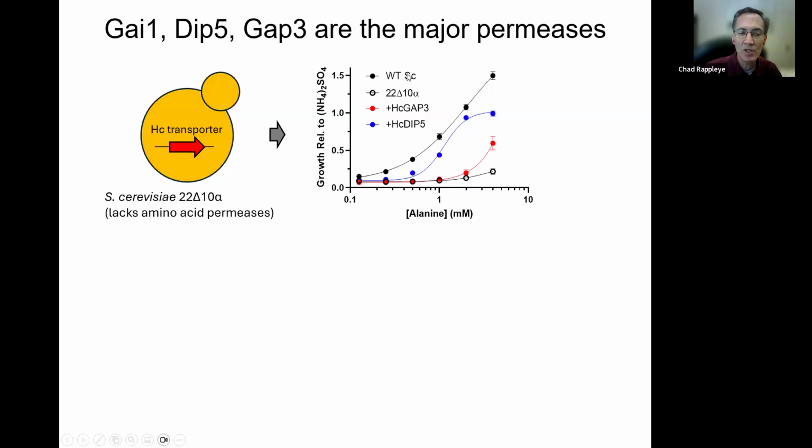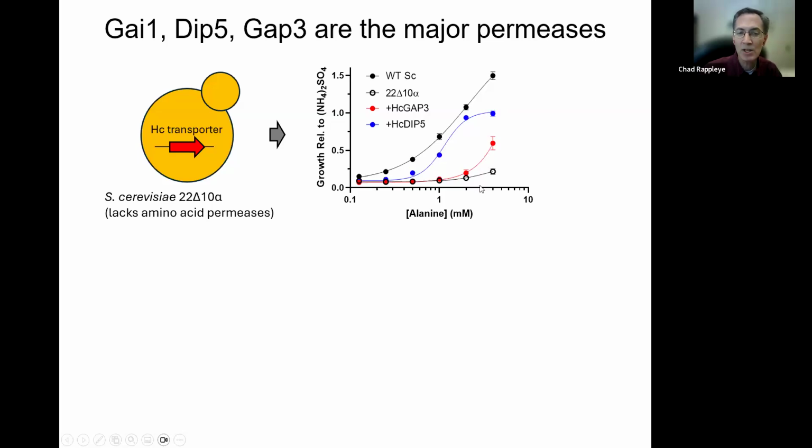Wild-type cerevisiae, which contains all its amino acid permeases, can grow very nicely. In this case, we're showing growth on alanine. The mutant strain, you can see right here in the open symbols, doesn't grow well at all, even at millimolar concentrations of alanine. And then in red and blue are the growth of the strain when you introduce the Histoplasma amino acid transporters. So you can see here that DIP5 seems to provide a pretty good level of import of alanine, GAP3 a little bit, but less so.